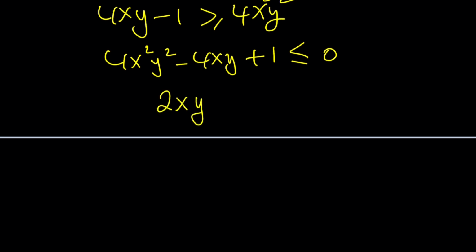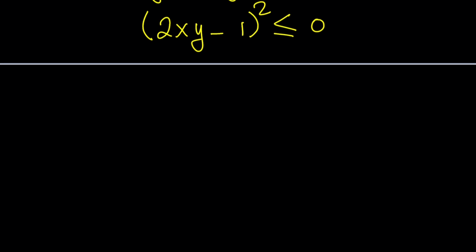So we can write this as (2xy minus 1) squared, and that should be less than or equal to 0. Wait a minute. No square can be negative. What does that mean? It means that 2xy minus 1 cannot be less than 0. It has to be 0. That's a must if x and y are real, and I already told you we're looking for real solutions. Didn't I? I hope I did.